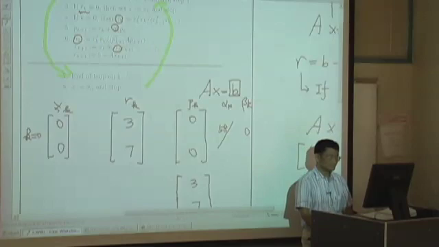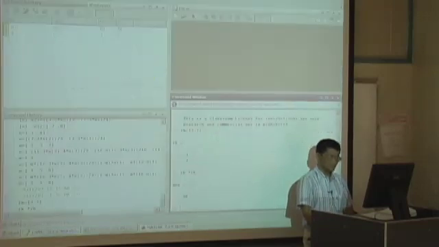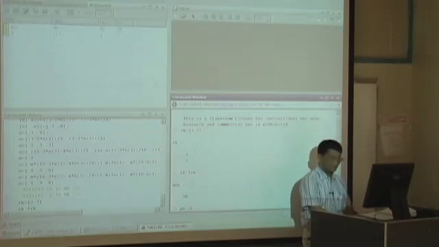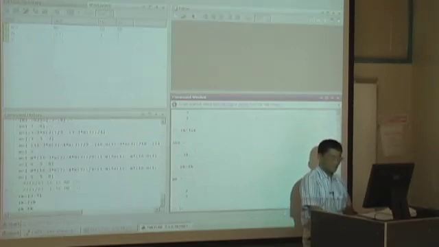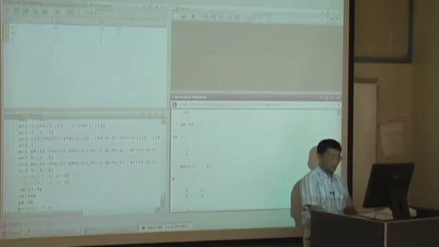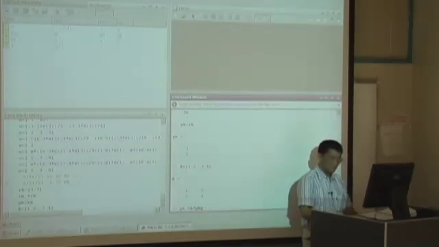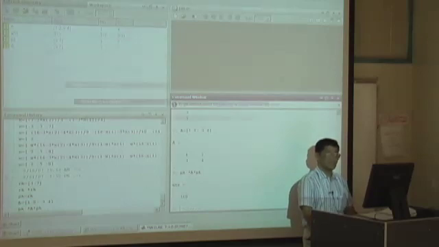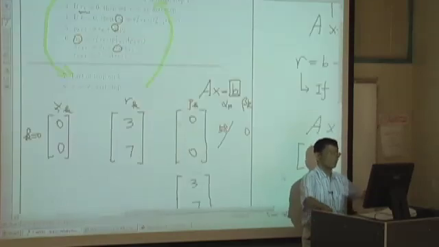PK is RK, so I can directly use RK. PK is RK, right? And A matrix is 1, 2, 3, 4. So PK transpose multiplied by A multiplied by PK should be done. In fact, it should be K plus 1, right? I should have used K plus 1, but let's say PK. So if I do the multiplication, it is 310.